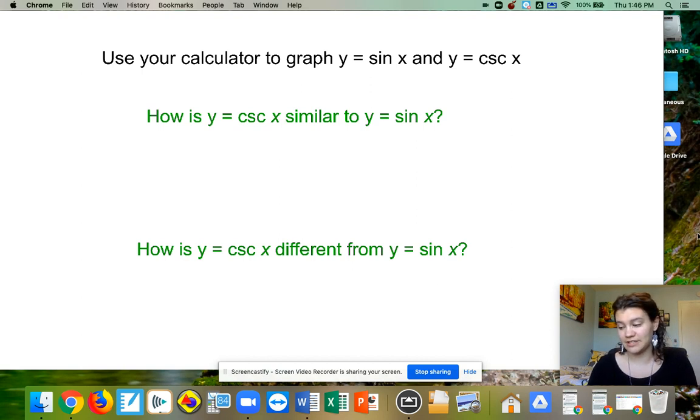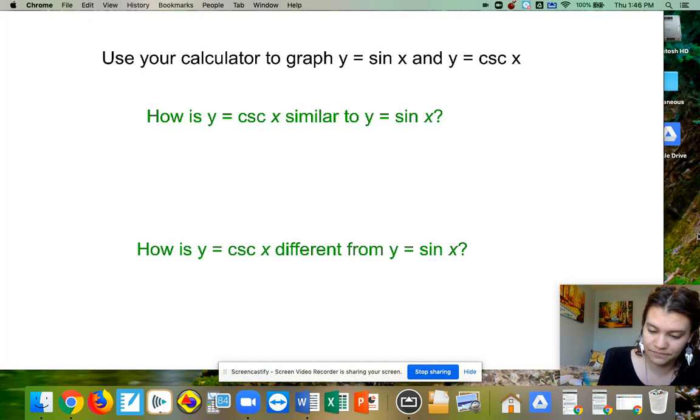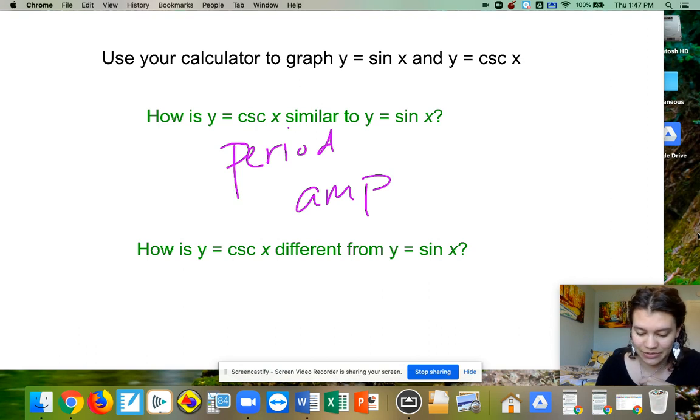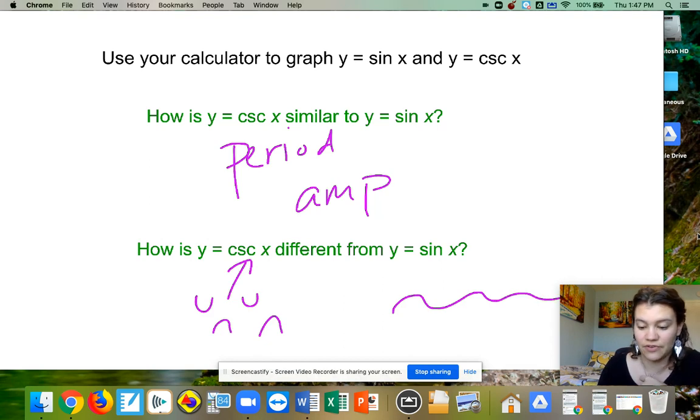So you should be seeing some similarities. You should see that they have the same period, and their amplitudes are both 1. And what's different is this cosecant is going to look something like this, whereas sine looks like this. They look very different as far as the graphs go.